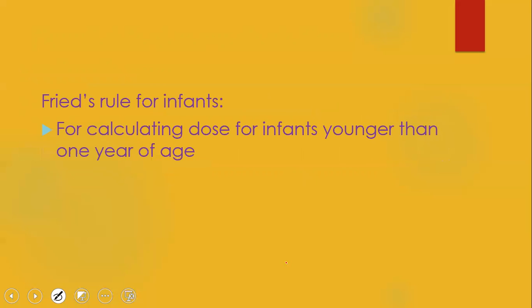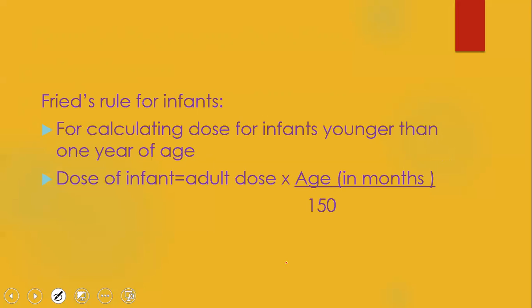Next is Fried's rule for infants. For calculating dose for infants, small babies younger than 1 year of age, we use Fried's rule. Dose for infant is equal to adult dose into age in months divided by 150.